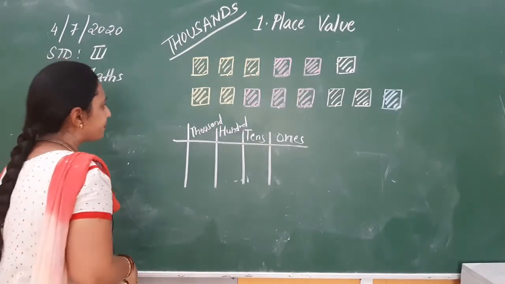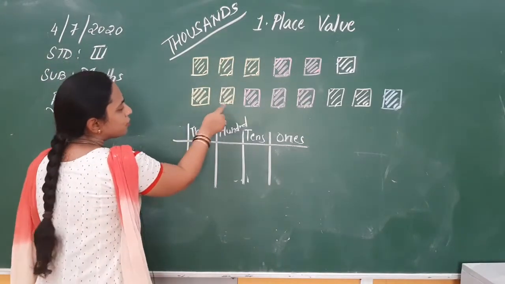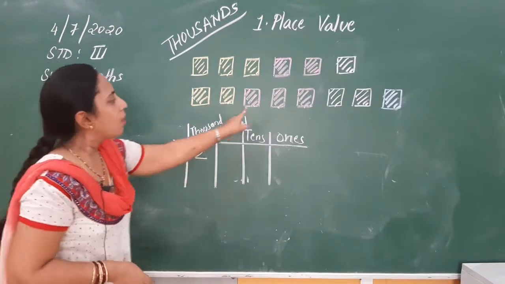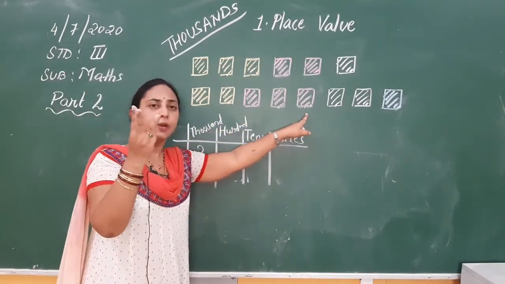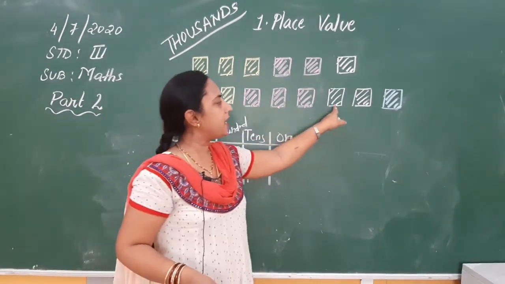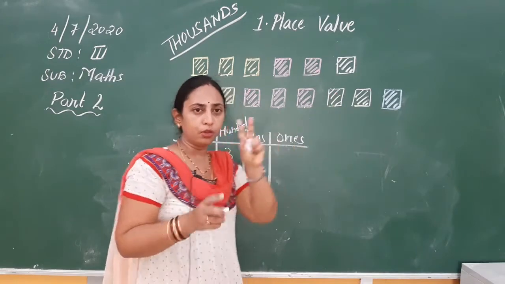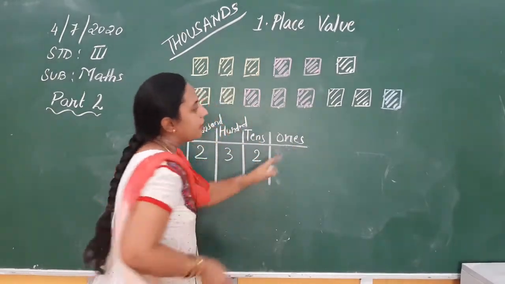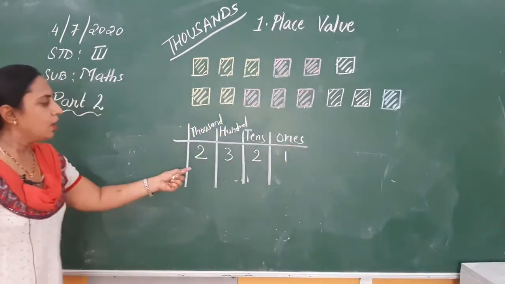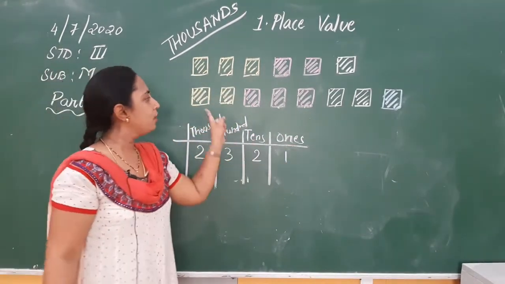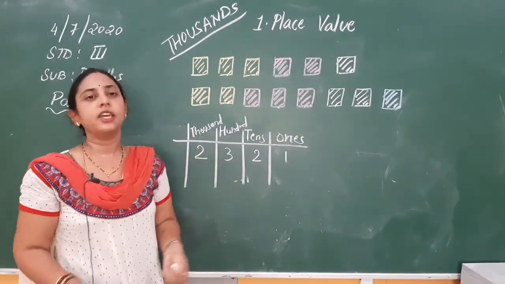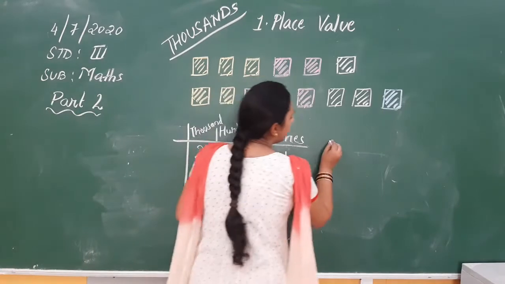Now, 2000. So in hundreds place we have 3 blocks. So 3. In tens place we have 2. In ones place we have only 1 block. So 2, 3, 2, 1. Right? Now we will express this in expanded form.